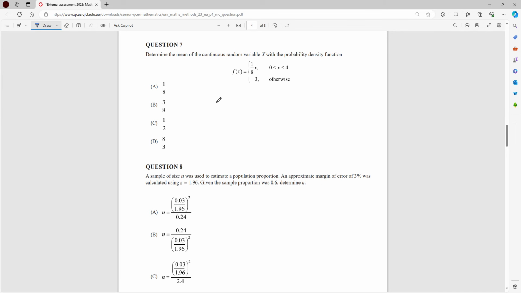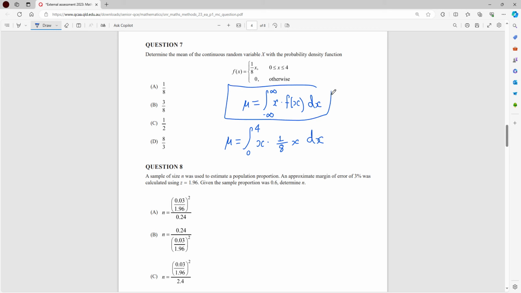Okay, so the mean of a continuous random variable, otherwise known as mu, is the integral from negative infinity to infinity of x times f of x, which is the probability density function. Now, these infinities represent the end bounds of your probability density function. So in our example here, mu would be the integral from 0 to 4 of x times 1 on 8 x dx. Okay, so this is your general expression here, but the negative infinities just represent the end bounds of your probability density function.